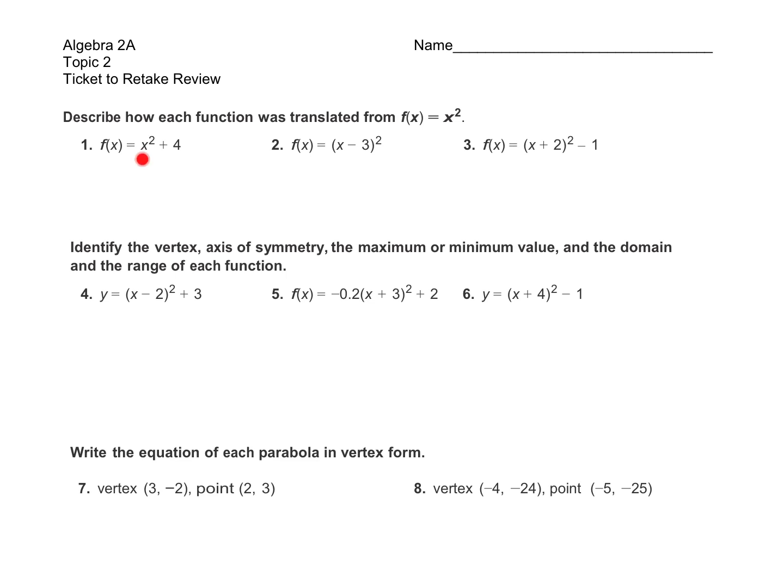So for number 1, we have our x squared, and then we're adding a 4 on the end. Any numbers that we're adding or subtracting on the end will be a vertical translation. So this one means we're going to go up, so it's positive 4, so up 4 units.